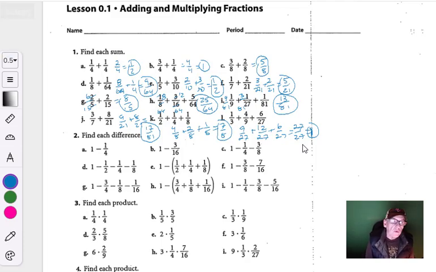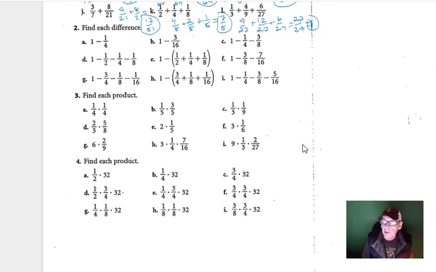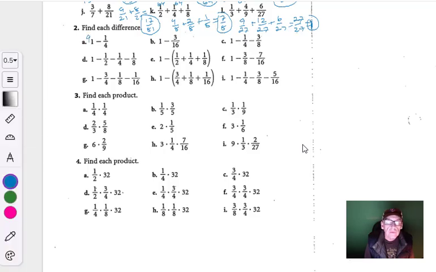Okay, subtraction pretty much works the same way, except we're just going to be subtracting the numerators from each other. So let's look. 1 take away 1/4. 1 is the same thing as 4/4. So 4/4 take away 1/4 is 3/4. For B, we've got to go for 16s. So 16 over 16 is the same as 1. 16 take away 3 is going to be 13. So we get 13 over 16 for B.